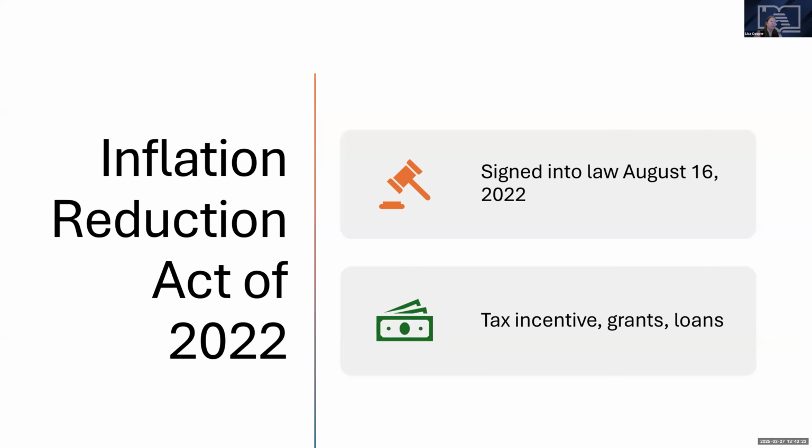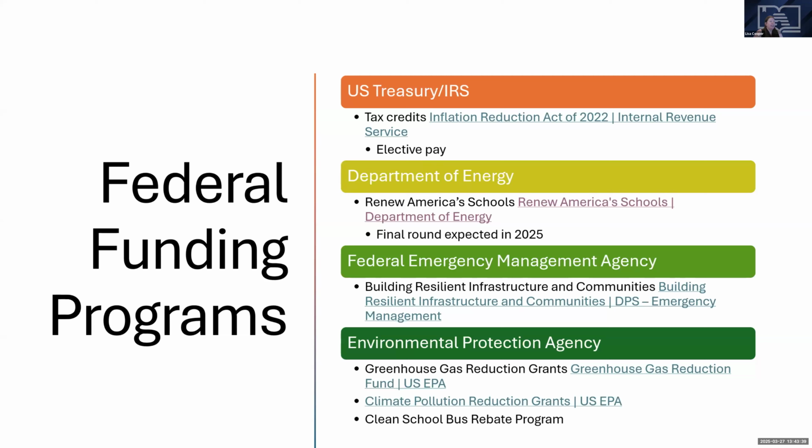Most of the funding that we're going to talk about comes from the Inflation Reduction Act of 2022. This was signed into law back on August 16th of 2022. It included tax incentives, grants, and also loans. These are some of the federal funding programs that are out there.